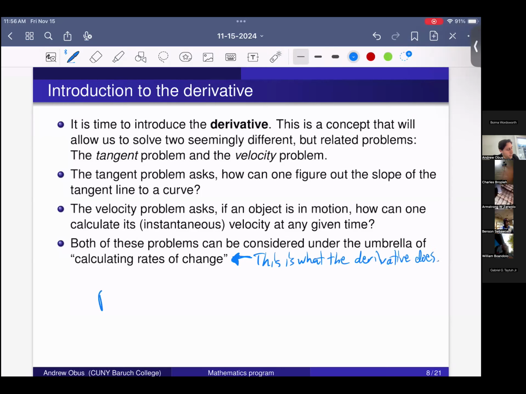Okay, and if you want a reference for this, in the textbook that I sent to the group a while ago by Stewart, this is Stewart chapter 2.1, everything that we're going to talk about today.